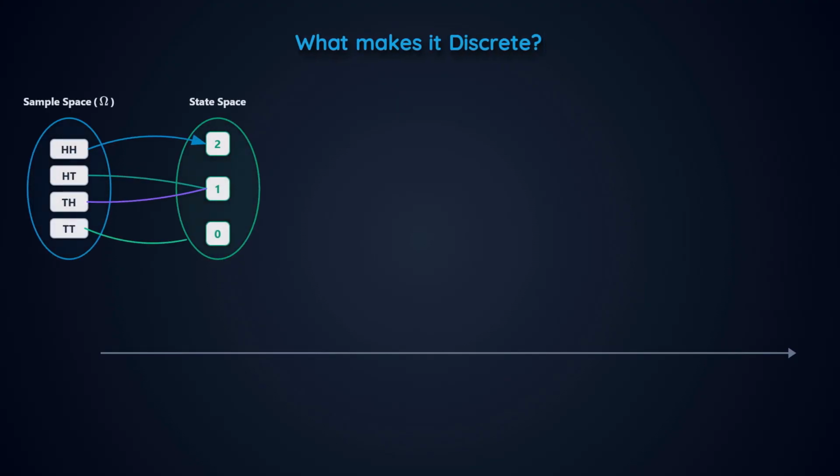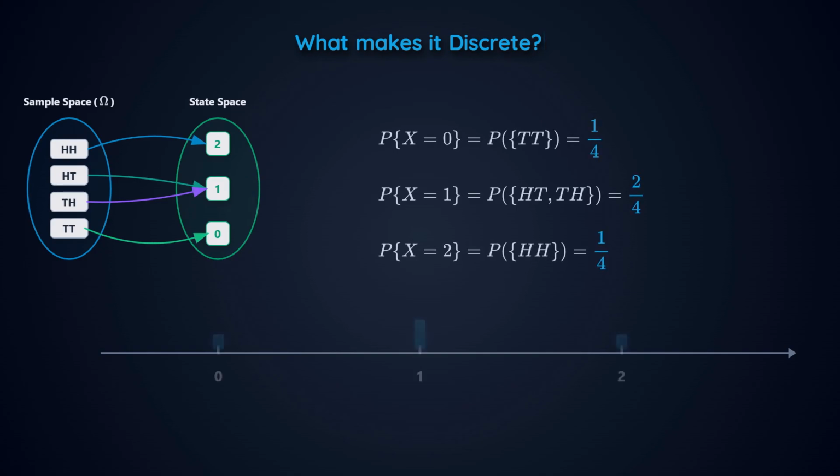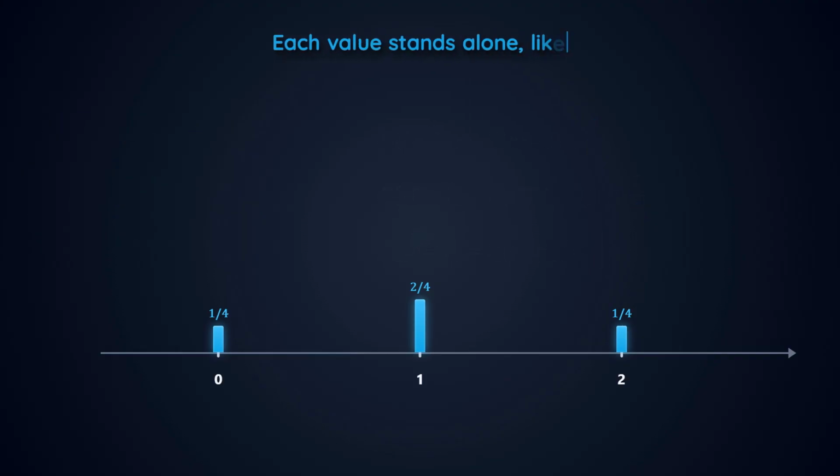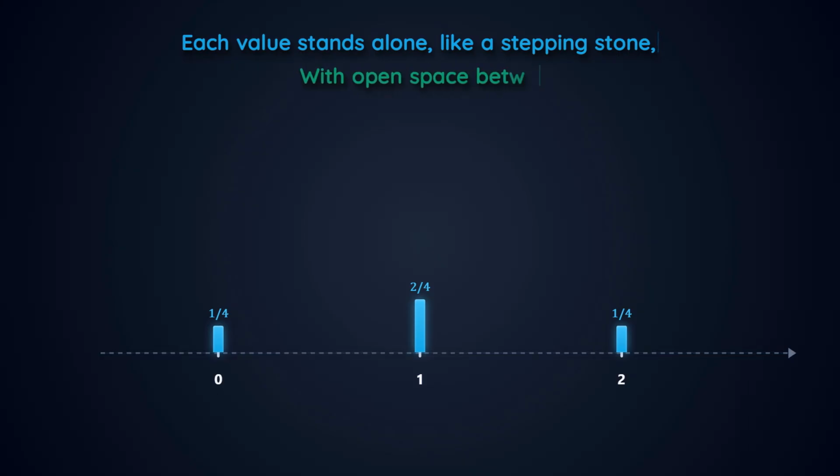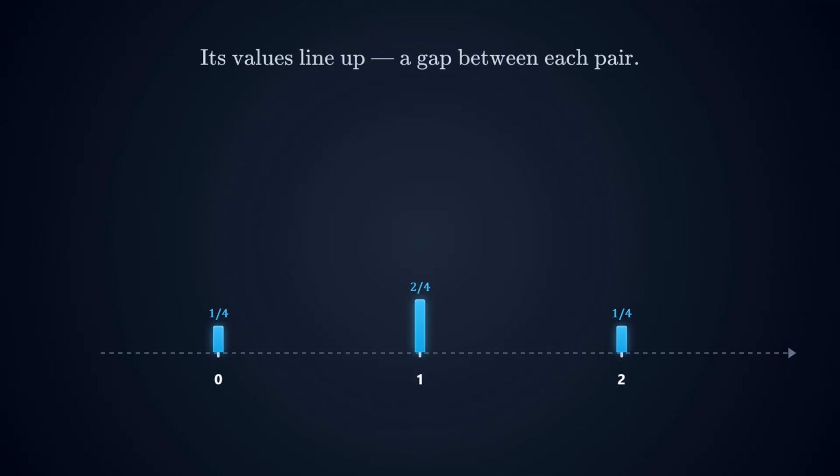If it is not about being whole, not about being finite, and not about being evenly spaced, then what actually makes a variable discrete? Back to the 2 coins and the numbers they map to. Each value takes its own share of the probability, a quarter, a half, a quarter. One idea ties it all together. Each value stands alone, like a stepping stone, with open space between them, each one on its own. That is the picture. Values that line up with a gap between each pair. X maps omega onto an at most countable support. And that is what discrete really means.